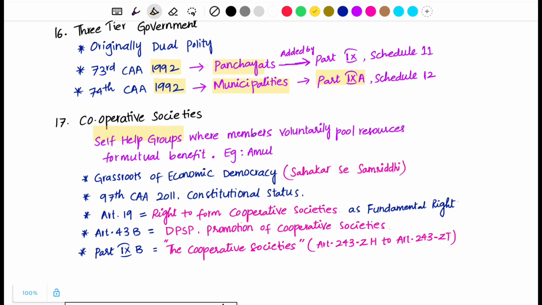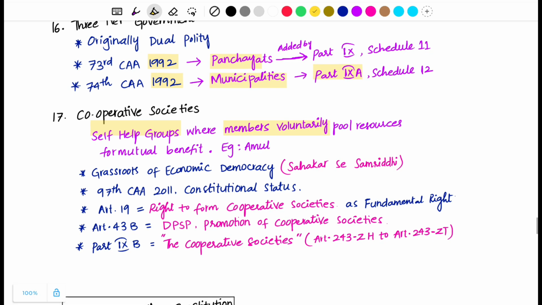Self-help groups where members voluntarily pool resources for mutual benefit. I said there is no interference from any external entity, state government or any other authority. Cooperative societies have their own say, friends. These are self-help groups where members voluntarily join. They pool resources for mutual benefit. It is for the benefit of everyone. We have Amul as an example, the best example. It is the grassroots of economic democracy. Yes, these are mostly established with rural entities.